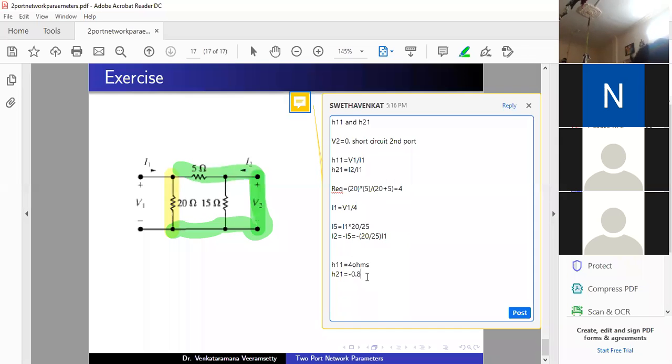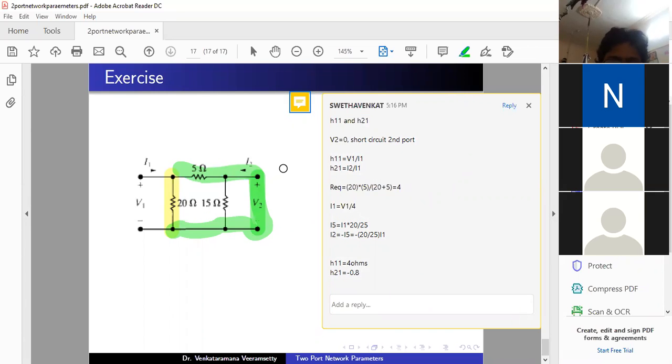It is minus 0.8. So this is how we calculate H11 and H21 for the given two-port network. Similarly, we will try to calculate the remaining two parameters, those are H12 and H22.